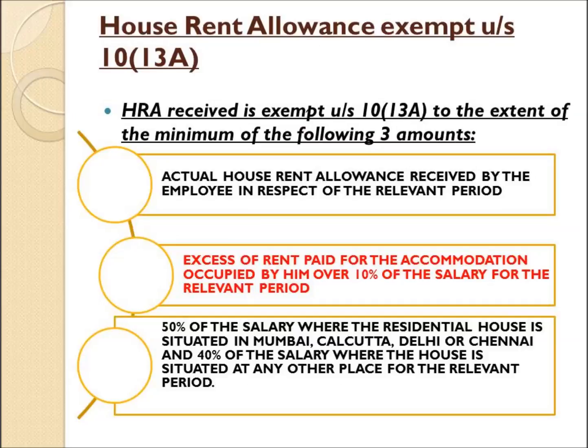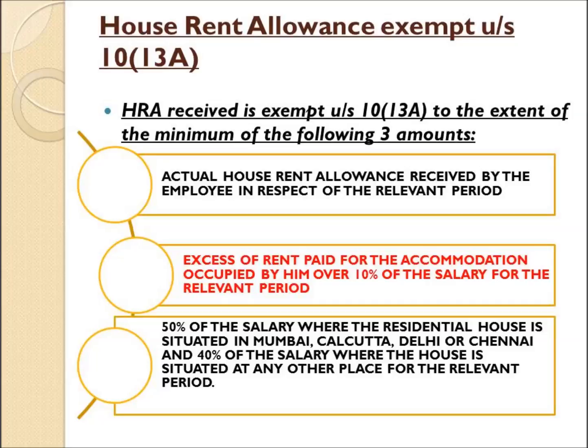HRA received is exempt under section 10 subsection 13A to the extent of the minimum of the following three amounts. The minimum of the following three given amounts will be exempt under section 10(13A), and the remaining amount after exempting the minimum of these three will be the taxable HRA. So let us see what are the following three conditions regarding the minimum amount exempted in section 10 subsection 13A.